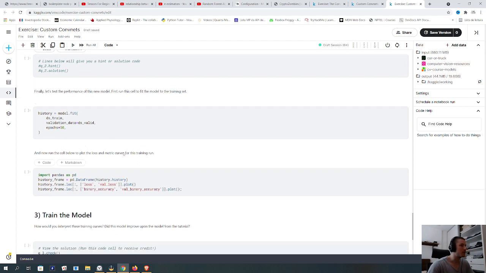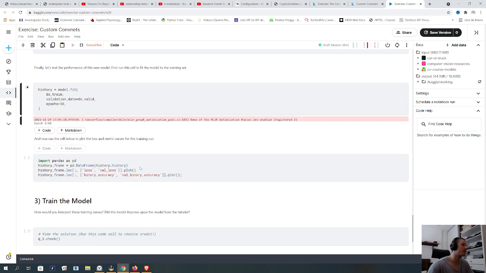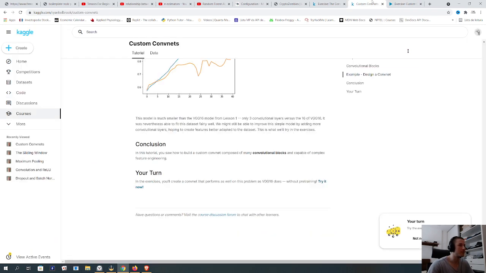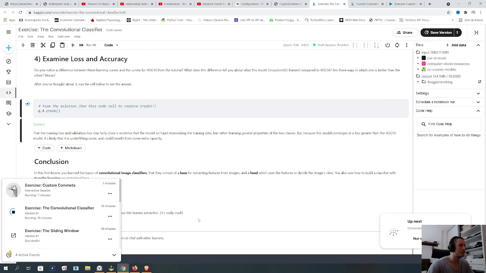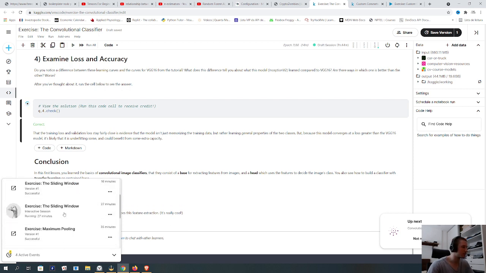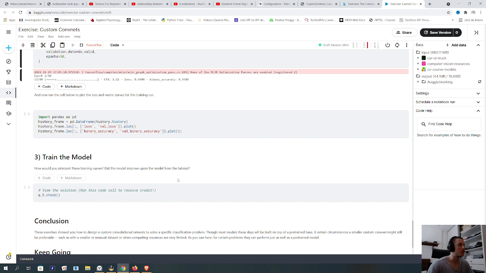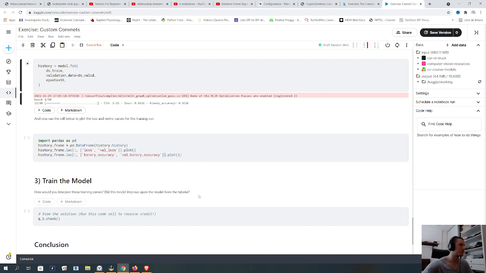First run the cell to fit the model to the training data. Now it's going to take ages again. And now run the cell below to plot the loss and metric curves for this training run. Let me see if this one saved. It's still saving. So I think what I'm going to do is keep going while this runs. It's probably going to take a while, even more time than the other one, because it's 50 epochs.